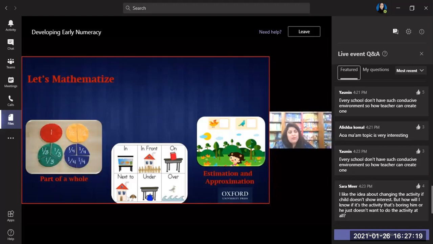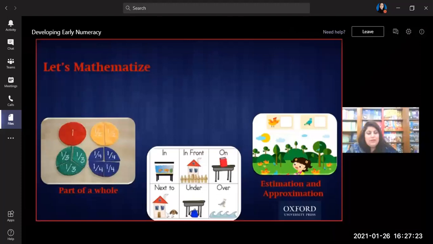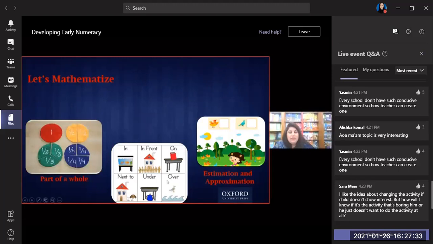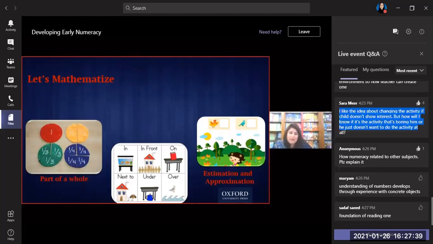We also need to tell them about the idea of certain things inside a pot, in front of a house, on certain things, next to certain things, under something, over something. And then gradually we will be introducing children to the idea of estimation and approximation.